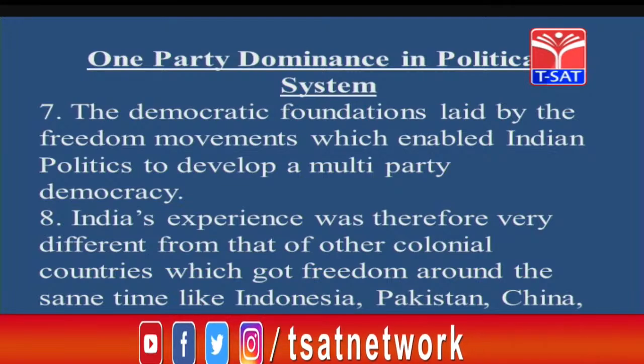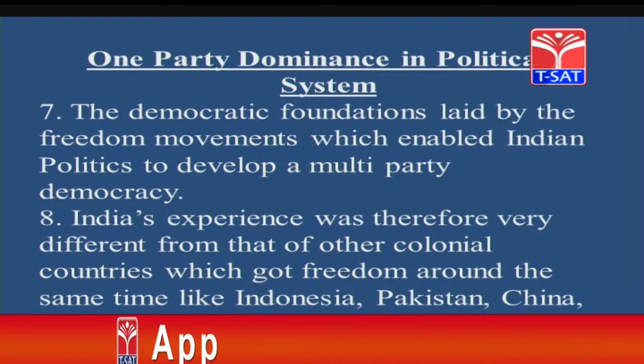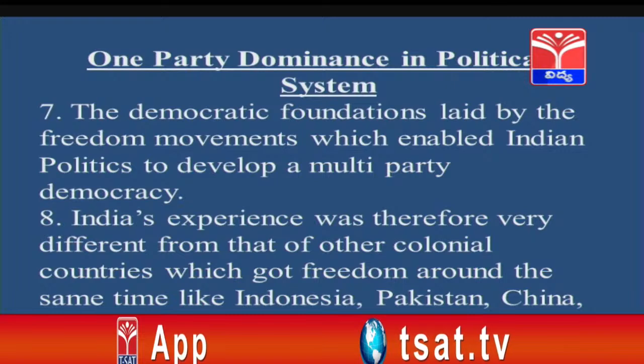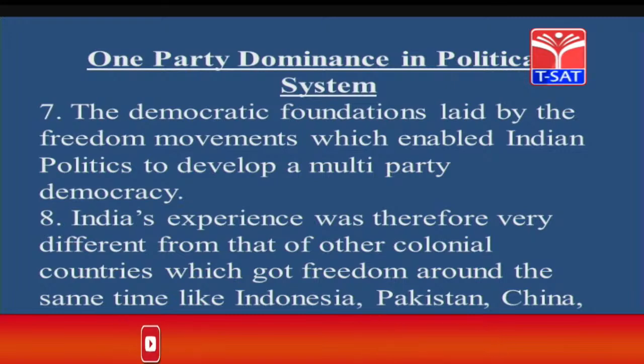India's experience was therefore very different from that of other colonial countries which got freedom around the same time, like Indonesia, Pakistan, China, Nigeria and so on. There were many countries which got independence just like India, but their democratic system was different from ours, and we were successful in showing the world that democracy was nurtured and was successfully working in India.